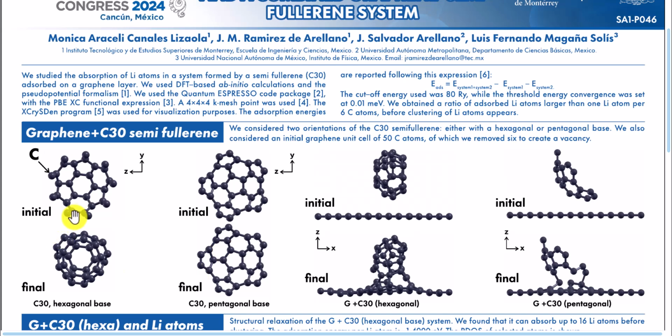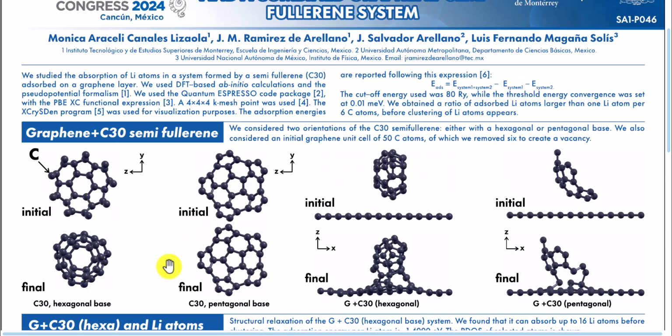And here we present the structural relaxation that was performed on these two structures. As we can see here, we use the Quantum Espresso package. These are the parameters that we used for the calculations that were static, and the cutoff energy was 80 Rydbergs. So for every absorption energy that we report here, this is the definition that we used in the poster. We show the source for that definition, and basically it is the energy of the combined system minus the energies of the individual systems before they interact.